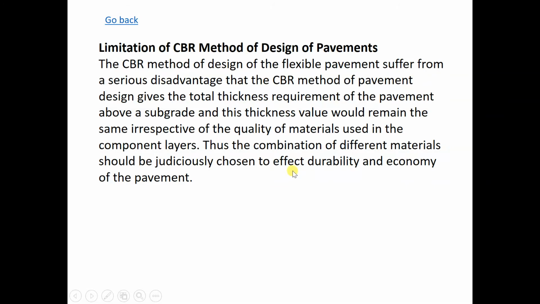Whereas for the mechanistic approach, we consider the material properties, the strength properties, the modulus, and the Poisson's ratios. So in the mechanistic approach, we consider the quality of the materials. The higher the quality, the higher the number. Whereas for the empirical approach, with any material you can achieve like 10% CBR, or 20% CBR, that's what it requires. So there's this limitation.